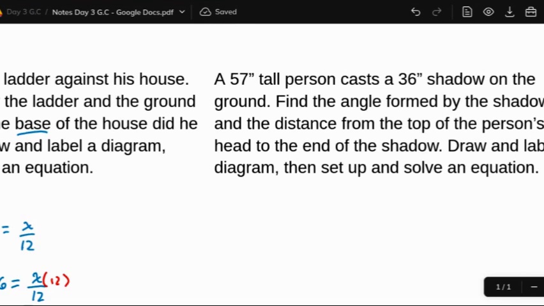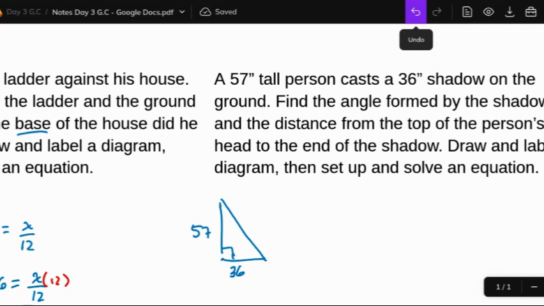If you take a moment to read the second problem, I don't want to waste time with that. So as you can see, we've got a 57-inch tall person. So if my person is standing straight upright, they're 57 inches. You don't have to include the units in the diagram. I personally like to leave them out. They cast a 36-inch shadow, and that is where typically students make the mistakes. Shadows are on the ground. So the 36 should be down here.